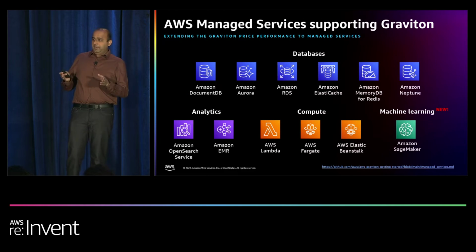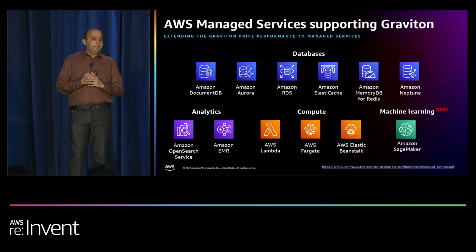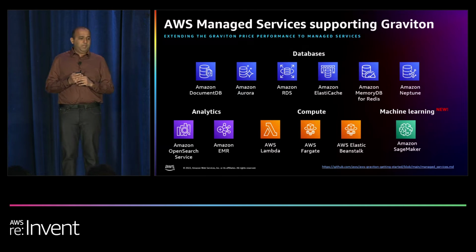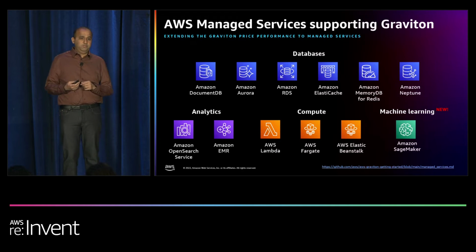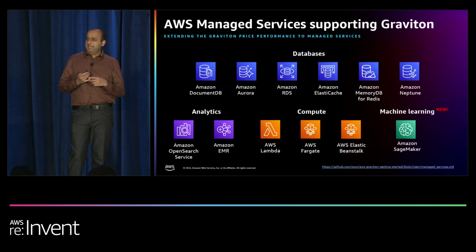So while you can use Graviton directly on EC2, we've also extended the price performance benefits of Graviton to many of the popular AWS managed services. So this includes services across databases, across analytics, across compute, as well as the newest add for machine learning, which is the Amazon SageMaker service. And managed services typically represent a very low friction path for customers to run on Graviton because in many cases, it's simply an instance switch with little to no code changes.